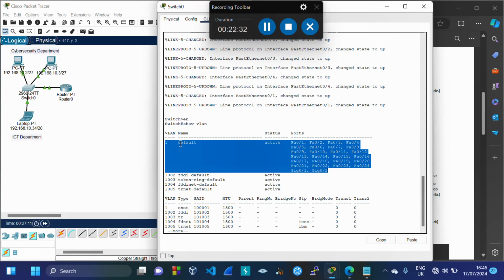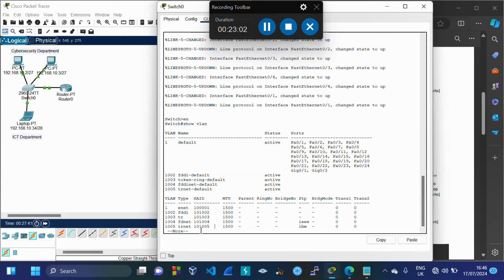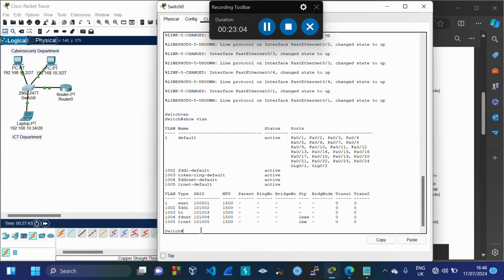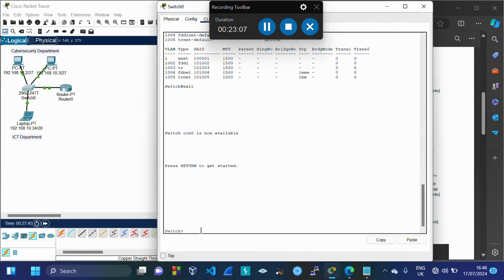So the default is VLAN 1 and each and every port belongs to it, but we don't want that. We want at least these two ports, which are FA0/2 and FA0/3, to belong to cybersecurity. Then FA0/4 to belong to the ICT department. No wonder we are now trying to create VLANs and assign those ports to their particular VLANs. Since I have seen that, I'll say Ctrl Z, then exit.